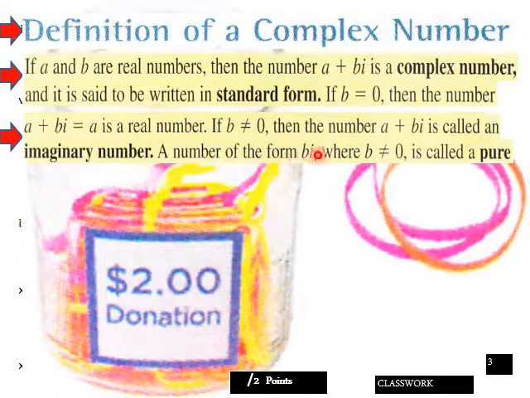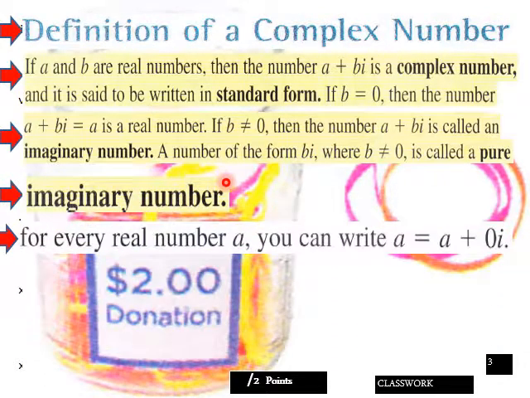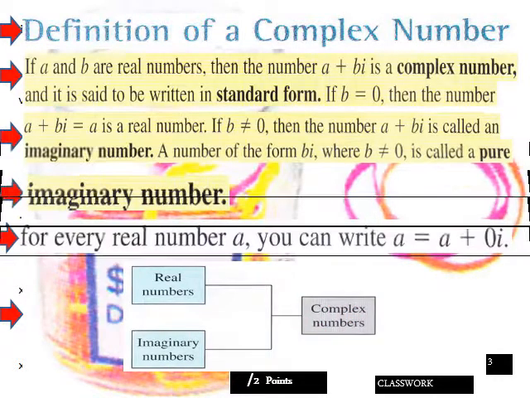If b does not equal 0, then the number a plus bi is called an imaginary number. A number of the form bi, where b does not equal 0, is called a pure imaginary. So if it's just bi, that would be a pure imaginary. It wouldn't be a complex number. For every real number a, you can write a equals a plus 0i. So real numbers and imaginary numbers, when they come together, they become a complex number.